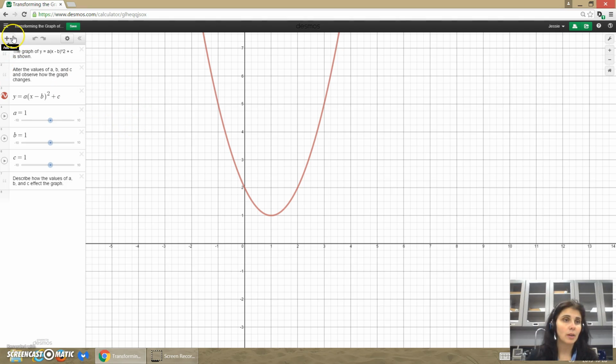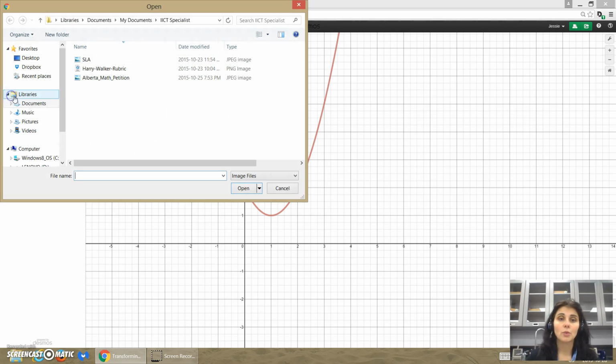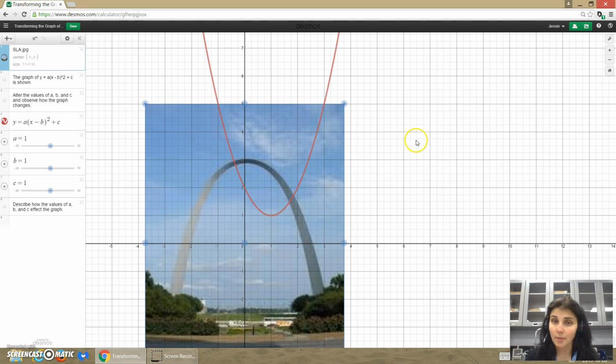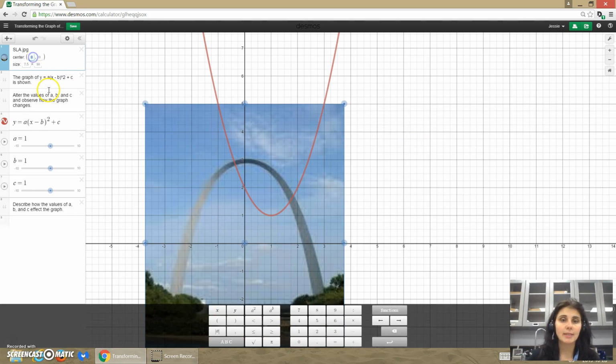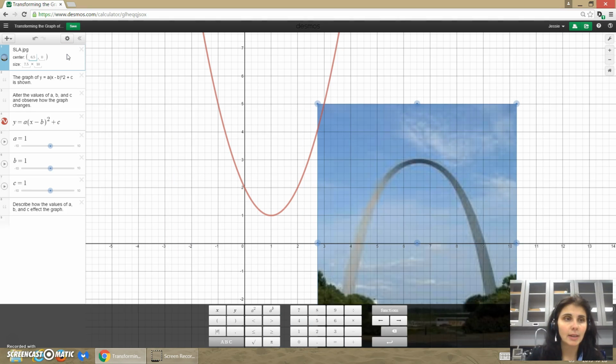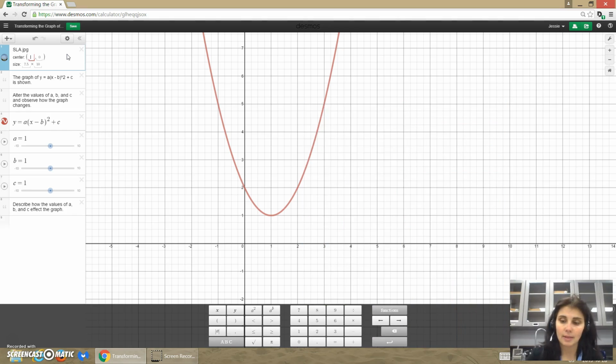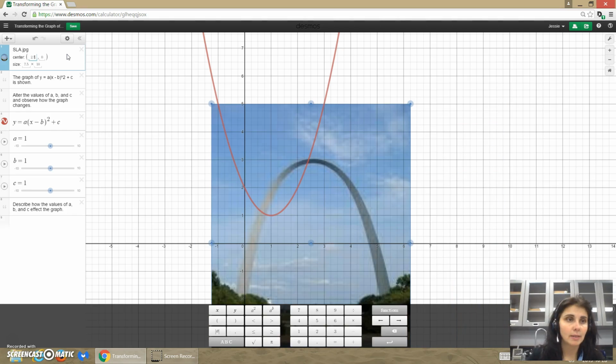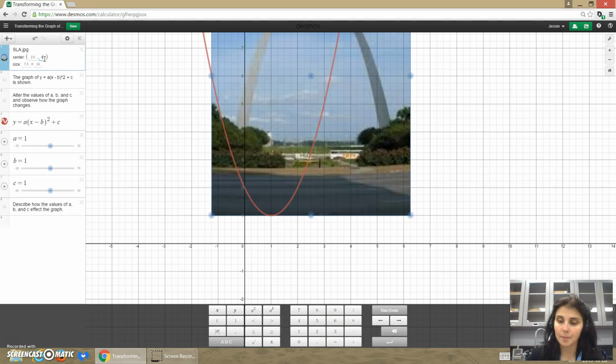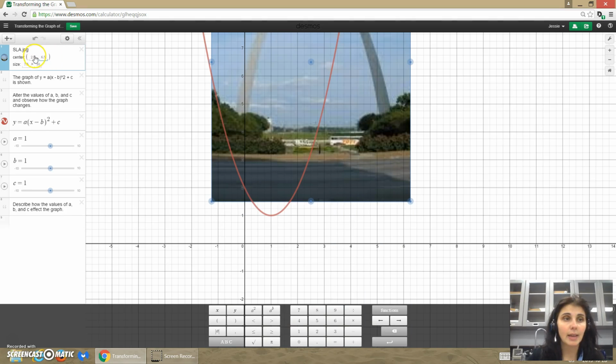And so Desmos has the ability to insert an image, and the one I've chosen for obvious reasons is the St. Louis Arch. You can then modify the center of the image by moving it so many units to the right, so many units to the left. And in this case, I'm going to be moving it slightly up and to the right. And again, these can always be modified.